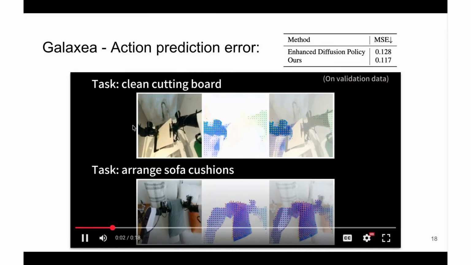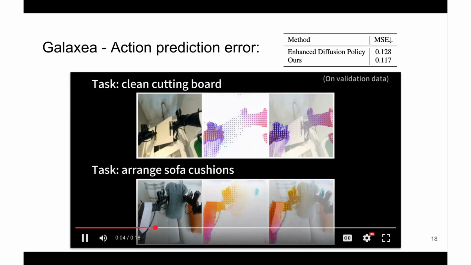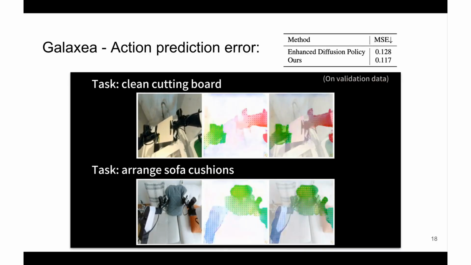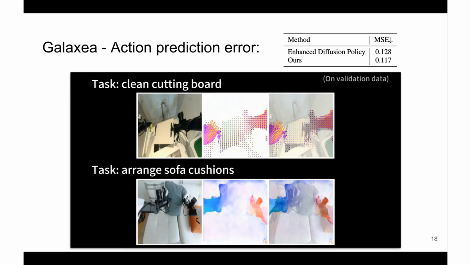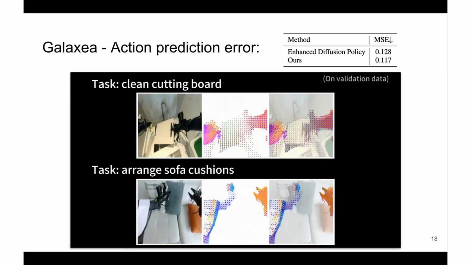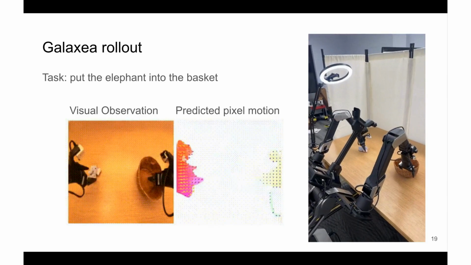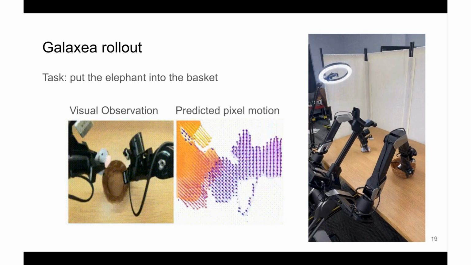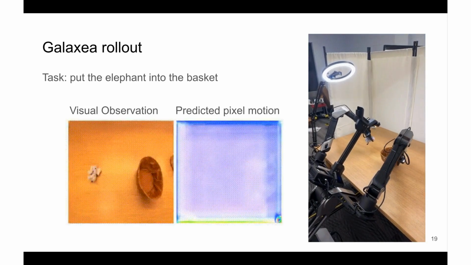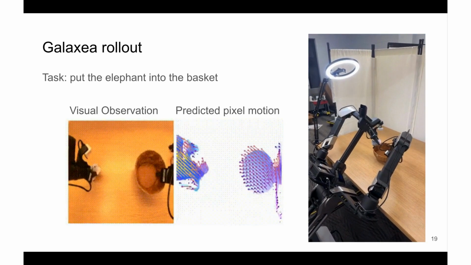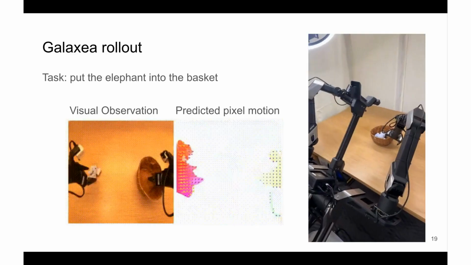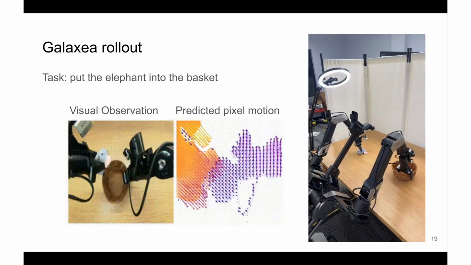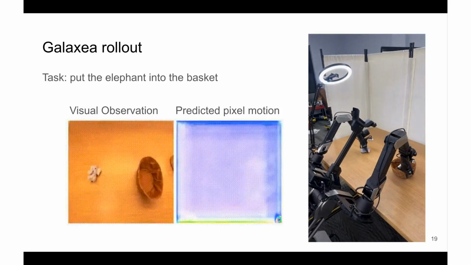Since pixel motion is a general representation, our method also works for bimanual robots. Here, we show our pixel motion visualizations on bimanual robots. With the help of the predicted pixel motion, our method achieved lower action prediction errors on the test dataset. And here is the real-world rollout of the bimanual robot. In these tasks, first the left arm should pick up the toy elephant, and the right arm should pick up the basket at the same time. Then both arms should work together to put the elephant into the basket. With limited real-world demonstrations, our method predicts reasonable pixel motion and successfully completes the tasks.